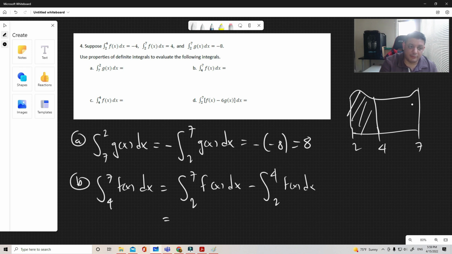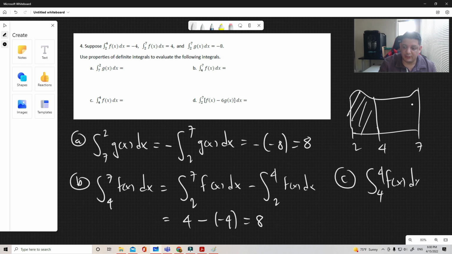We do have the information for this. 2 to 7 is 4, and 2 to 4 is minus 4, so the result is going to be 8. Now, one easy one is, if you recall the properties, the integral from a point to itself is going to be 0. So that is completely it.